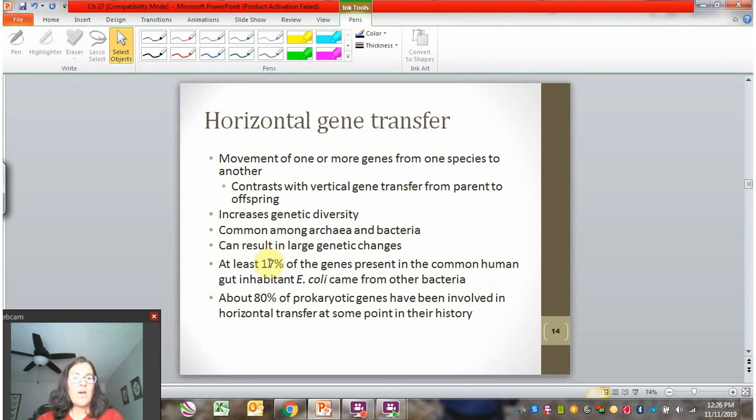And so looking at E. coli, for example, which is one type of bacteria, at least 17% of its genes, so that's almost a fifth of its genes, came from other bacteria through horizontal gene transfer. And estimates are that at least 80% of prokaryotic genes have been transferred in this way at some point in evolutionary history. So again, this genetic exchange or horizontal gene transfer is affecting the traits of bacteria and archaea quite a bit.